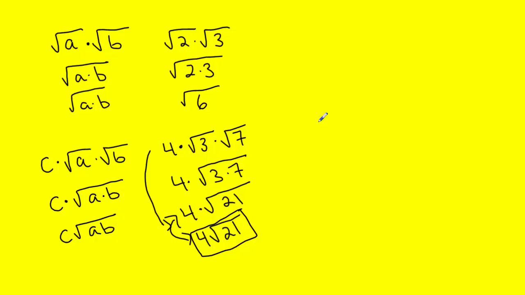Alright, so let's move on to another example. So let's say that we have, let me divide this up so we clean it up. So we have one number times a square root, and then I have another number times another square root.